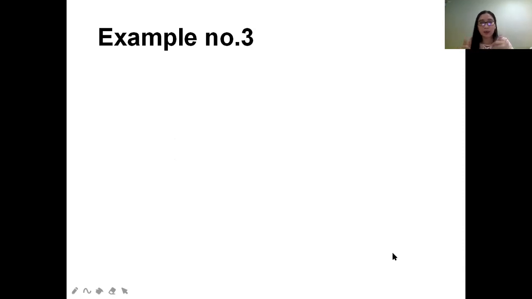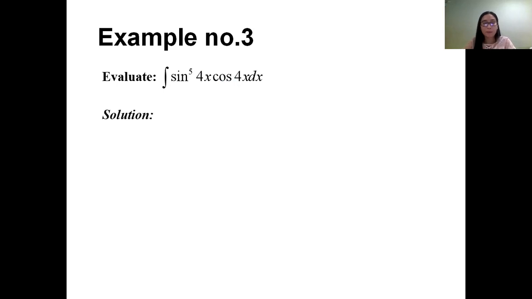Okay, so dali ra no mag-substitution. So, let's proceed with example number 3. So, we are asked to evaluate the integral of sine to the 5th power 4x cosine 4x dx. Okay? So, unsa man atong buhaton? Gamit na sad ta sa atoa ang substitution or sa atong chain rule.